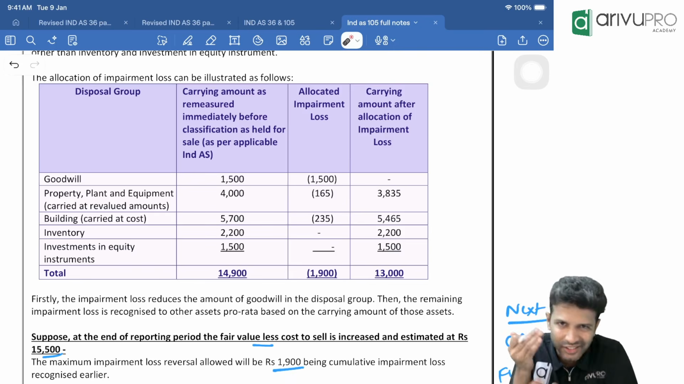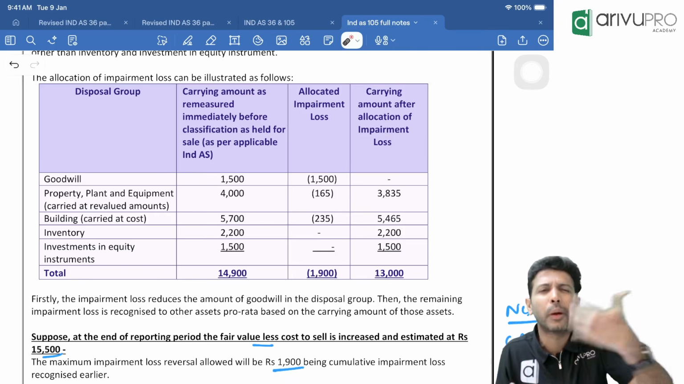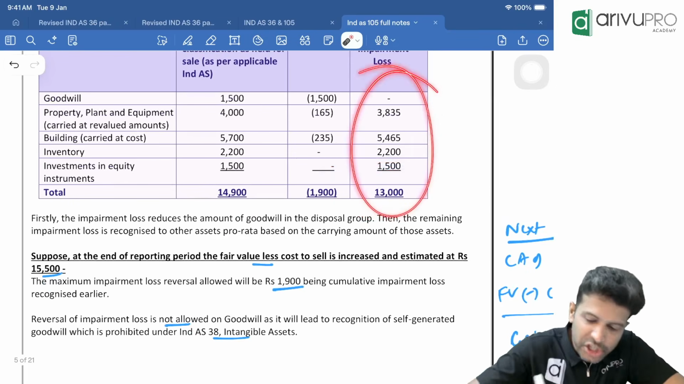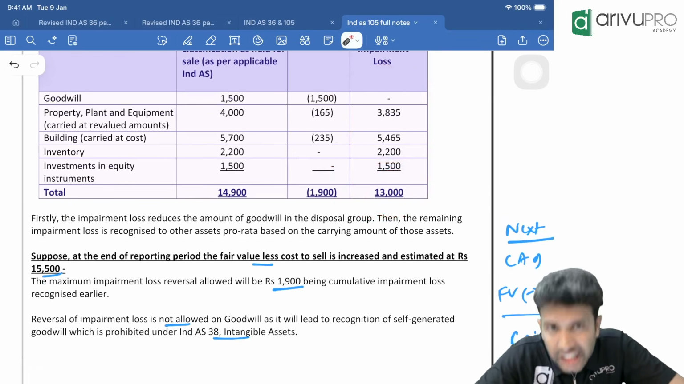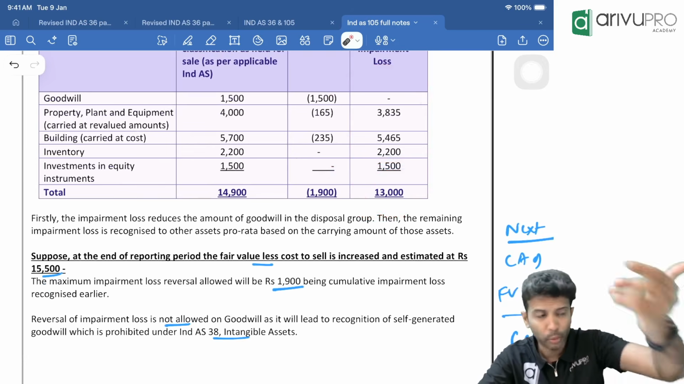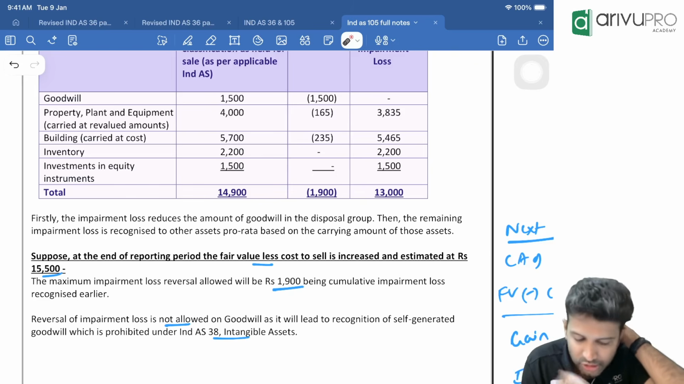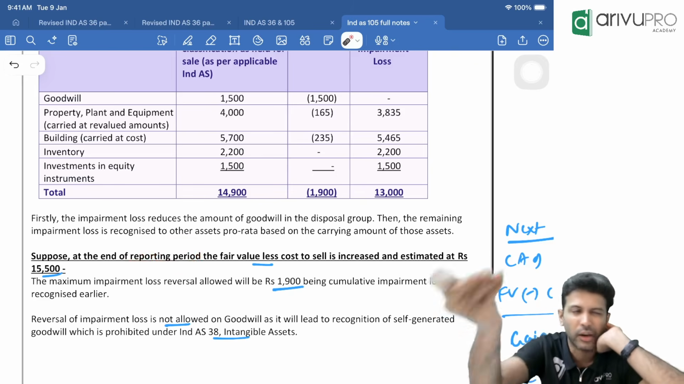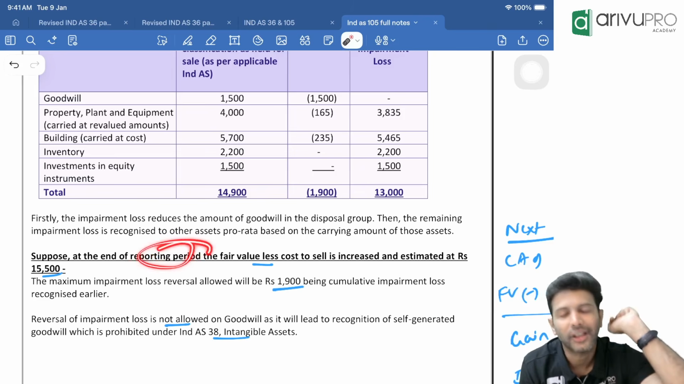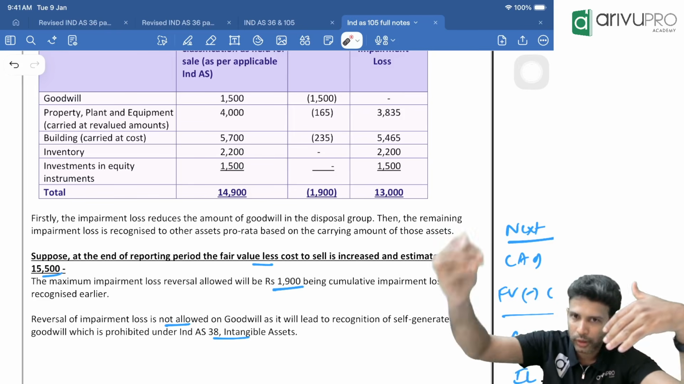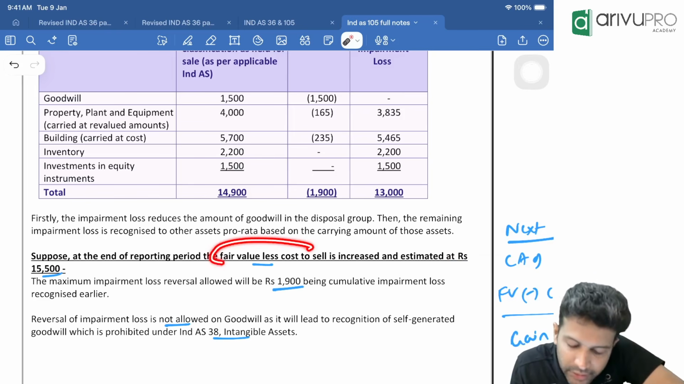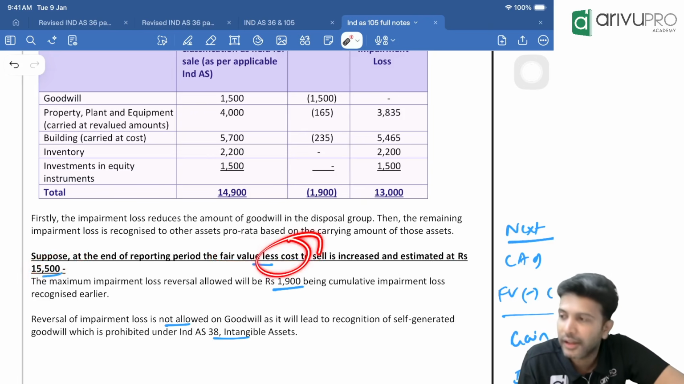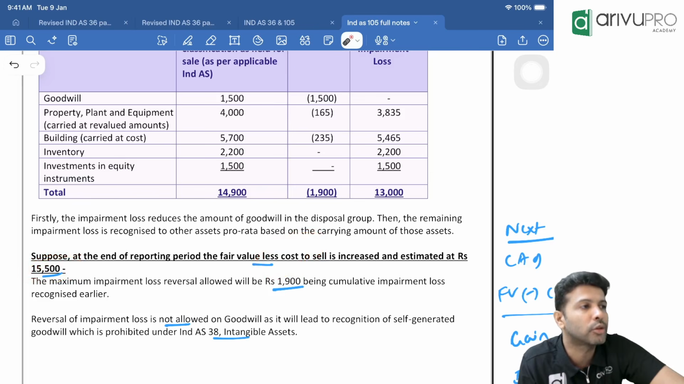Since this is an example in the study material, they've given one more data and continued this example. This is the initial recognition. Now there could be some subsequent recognition also, so they have told that. Suppose at the end of the reporting period, just as an example, after initial recognition, if any reporting period comes, and on that reporting date, fair value less cost to sell has now become 15,500. What to do?